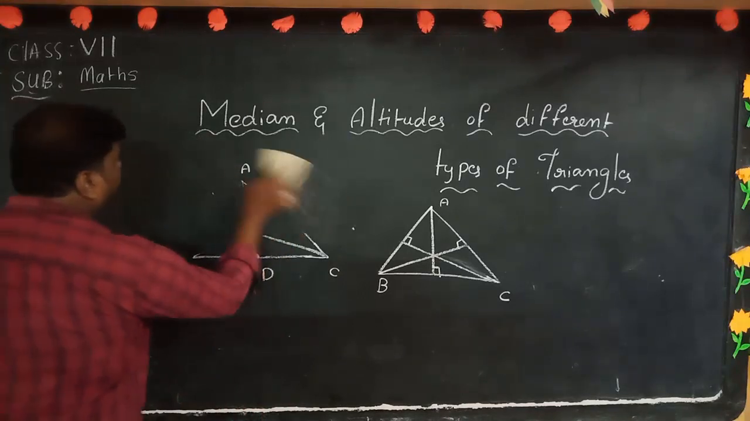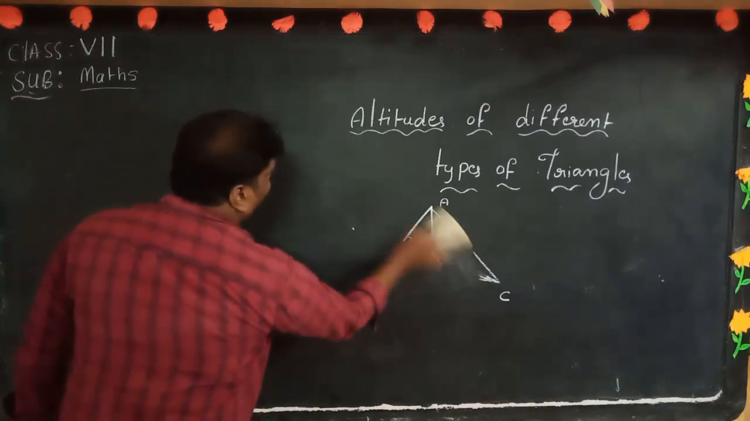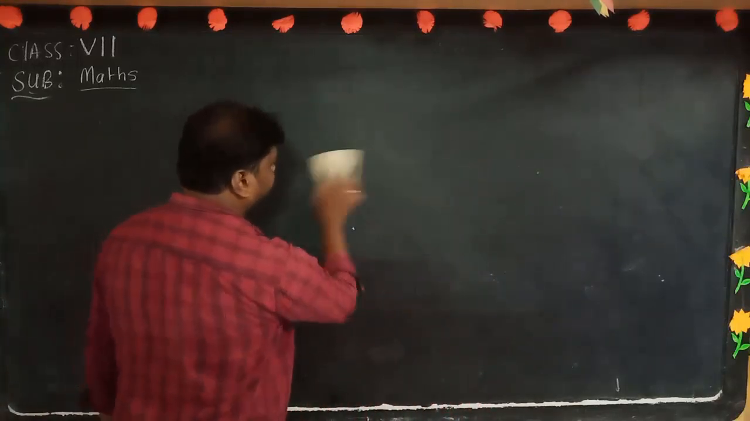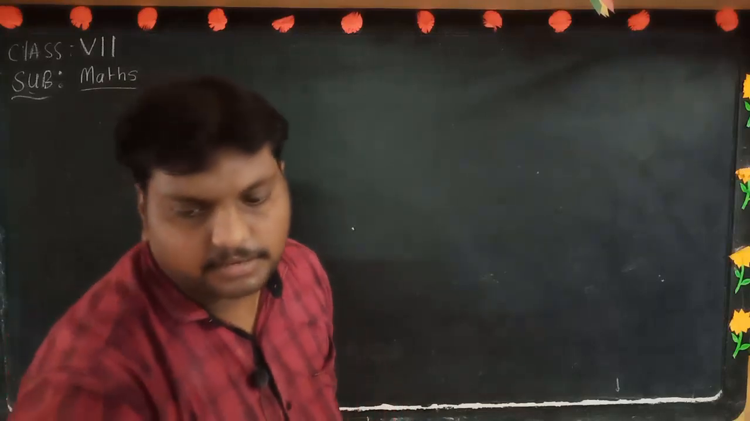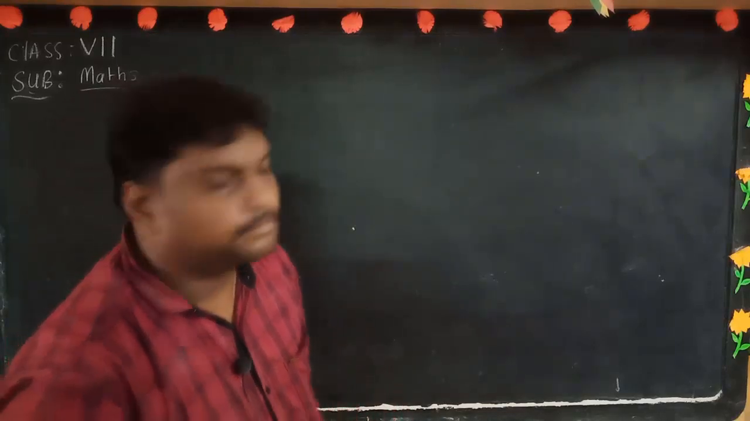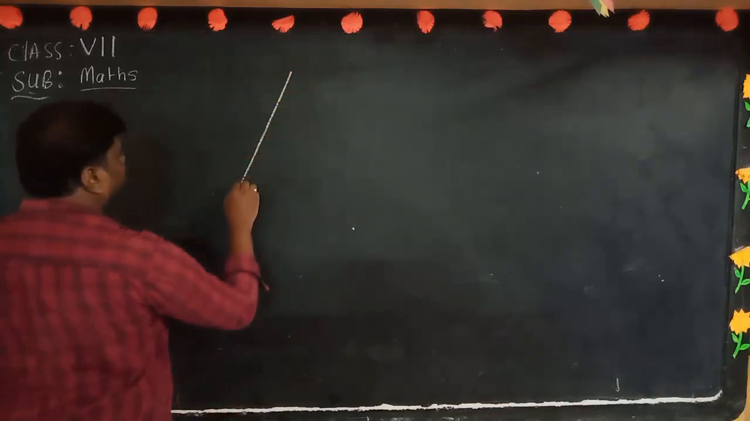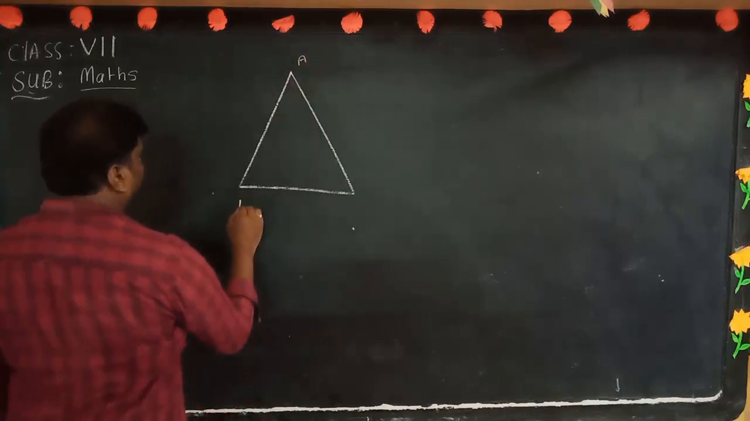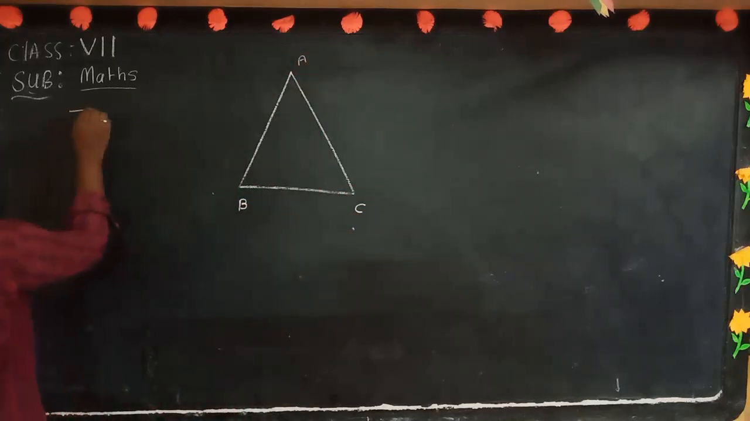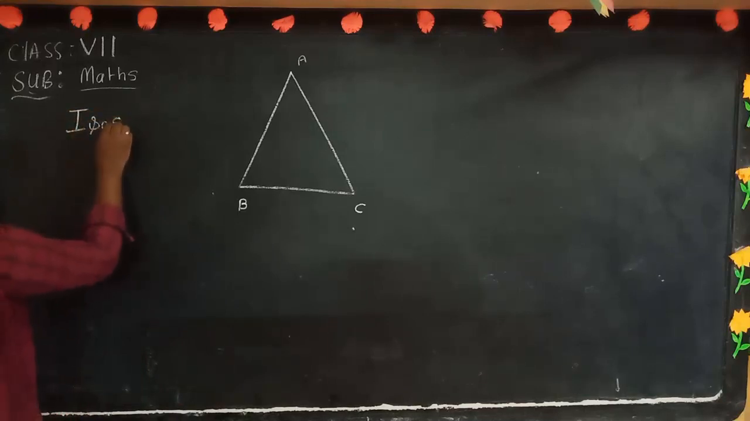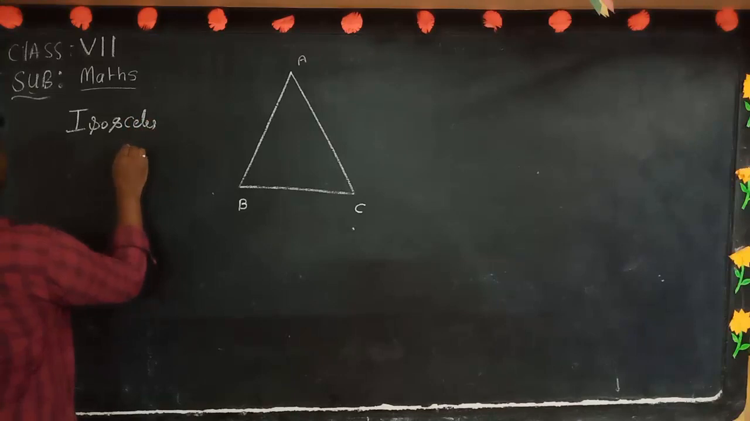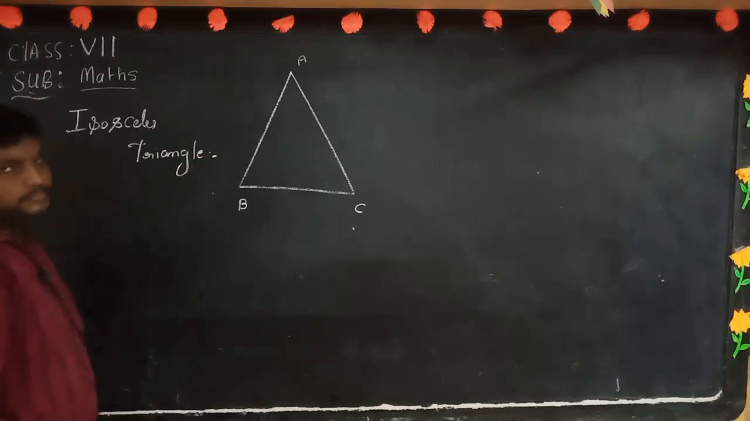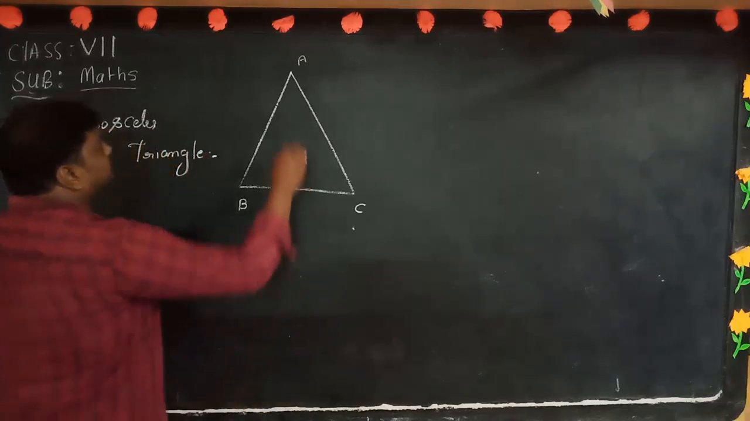Okay. Next we'll check one more triangle, the isosceles triangle. Then what is that?